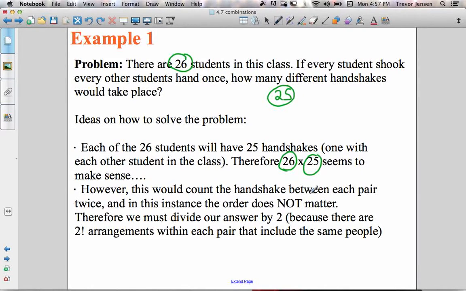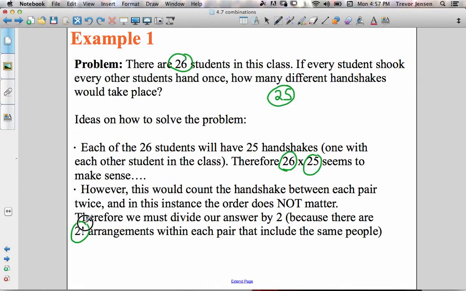So there's 26 people. We want to figure out how many different handshakes we can make. So how many different groups of 2 can we make? Now when we make a group of 2, you and Dave are a group. That's one handshake. But how many different ways could we arrange that group? We could have arranged it you and Dave or Dave and you. So how many different arrangements are there for 2 objects?